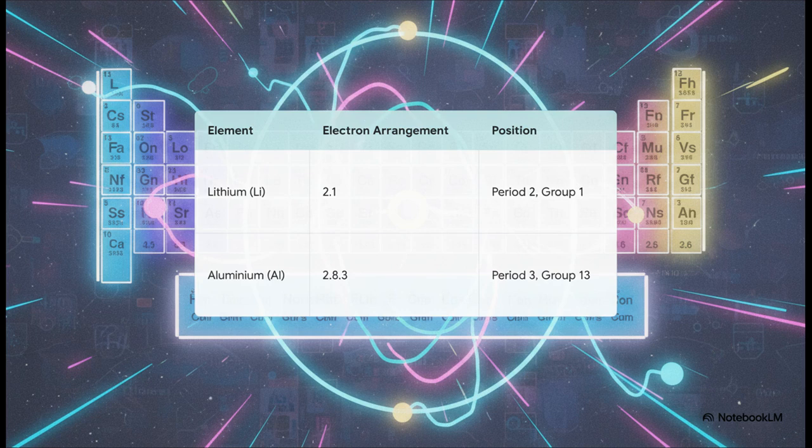And this is where you can really see it in action. It's so cool. Take a look at lithium. Its electron arrangement is 2, 1. So 2 shells means it's in period 2. 1 electron in that outer shell puts it in group 1. Now check out aluminum. 2, 8, 3. 3 shells puts it in period 3. 3 outer electrons and it lands in group 13. See, its address on the table is literally spelled out by its electrons.